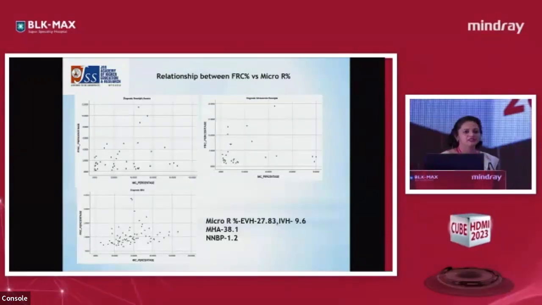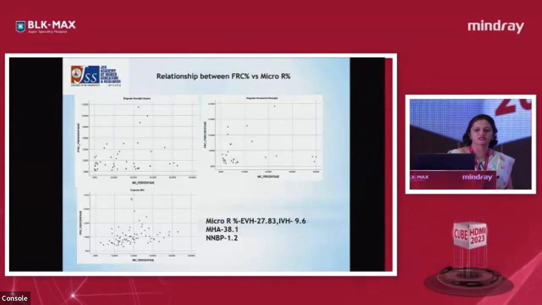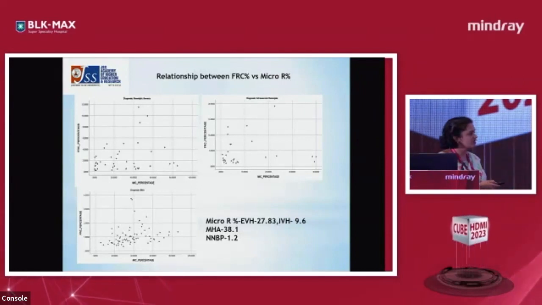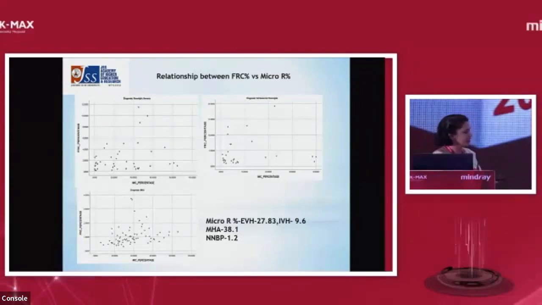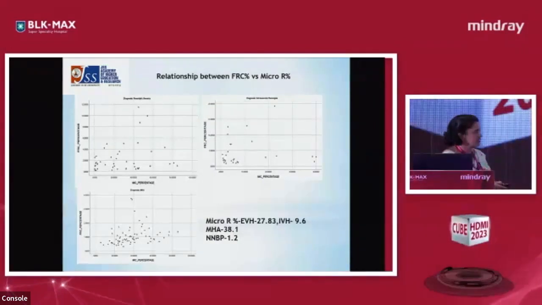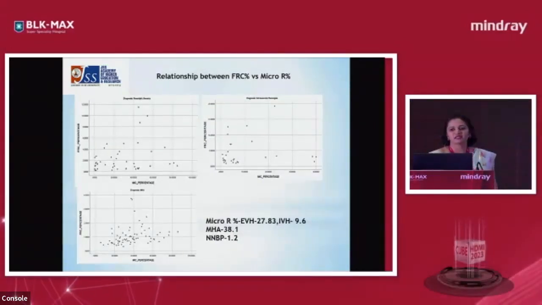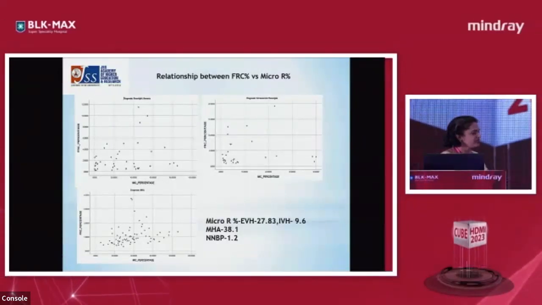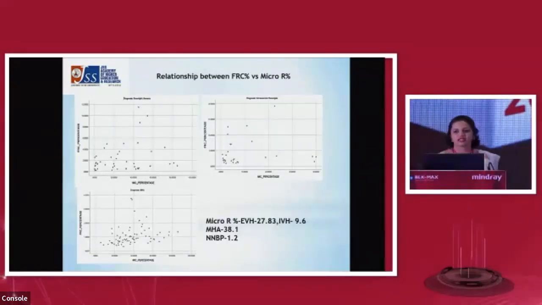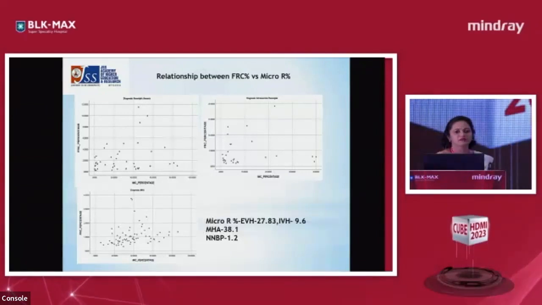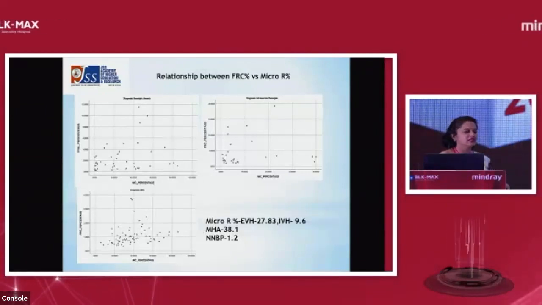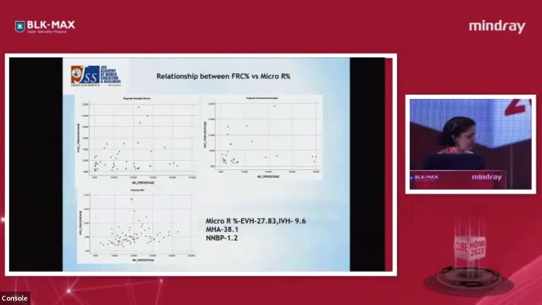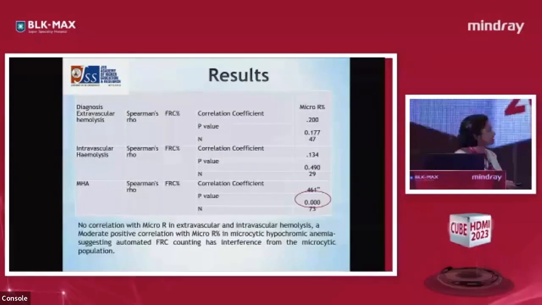So again, we studied the micro R percentage. This is another parameter that is given by the Mindray BC 6200, which estimates the percentage of microcytic RBCs. So in group 1, the extravascular hemolysis, 27.83% was the mean microcytic RBCs obtained by the analyzer. In the group of intravascular hemolysis, it was just 9.6, whereas in microcytic hypochromic anemia, the mean micro R was 38%. And in normal blood picture, it was just 1.2%. And these are the correlation dot plots.